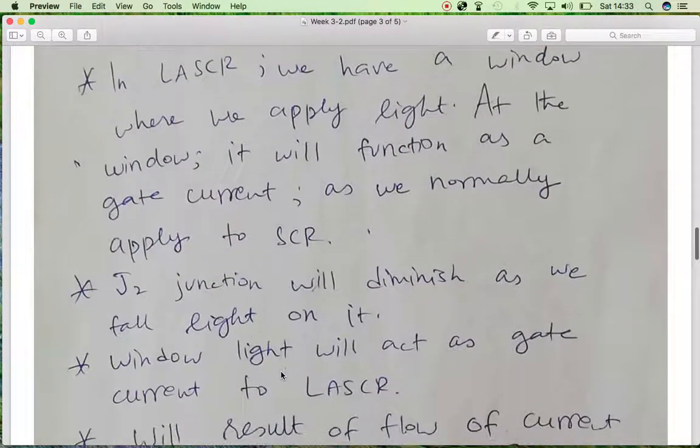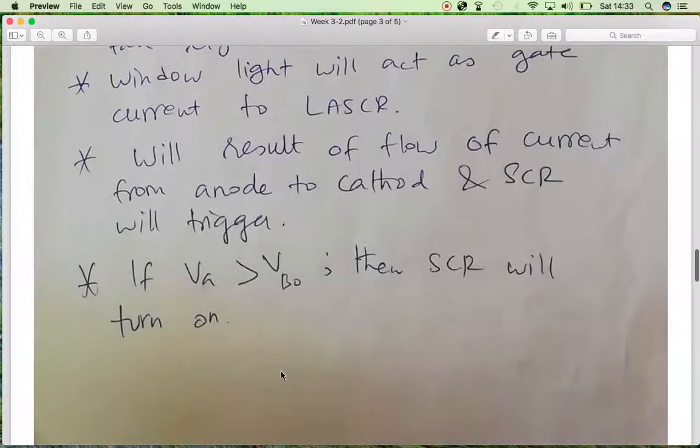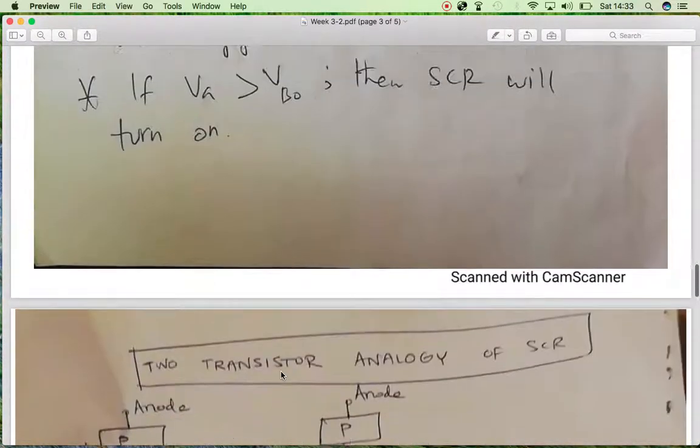You can see it from here. The things which I have told verbally are summarized over here.